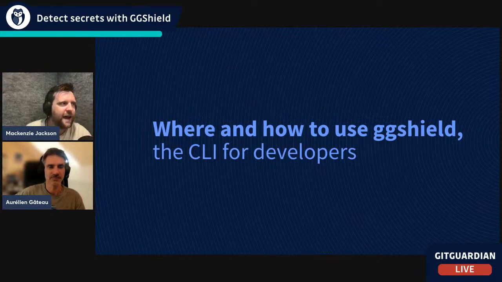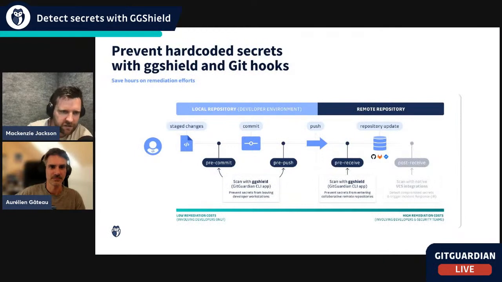All right, so where and how do we use ggshield in the CLI for developers? So this is a similar slide to what I had before. When we're talking about integrating into our development workflow, what we're really talking about is being able to detect secrets in a couple of key areas. We can use it as a pre-commit hook. So this is when we make our commit, it's going to scan that commit for secrets. If it finds one, it will alert us and it will block that commit. So that commit won't be added into our local staged environment. We can remove that key, we can redo the commit and we can move forward.